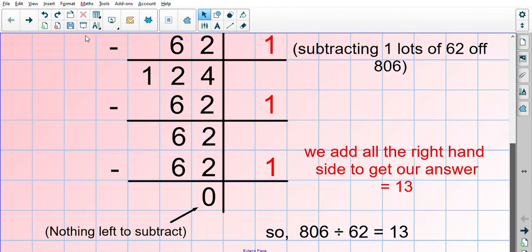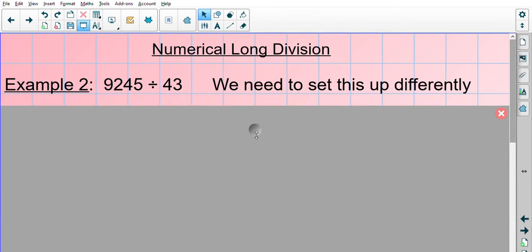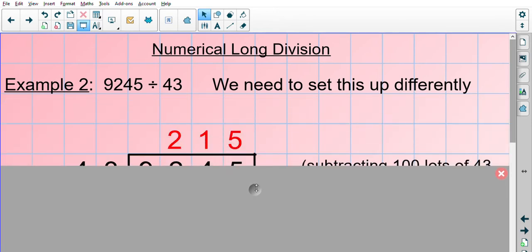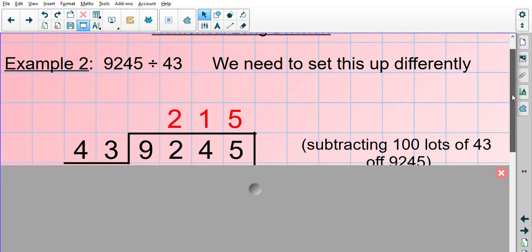Okay, we'll look at a second example to try and clarify this. So we're going to think of slightly bigger numbers now, okay, 9,245 divided by 43. Again, we're going to think about how many lots of 43 I can remove. Hopefully we're going to get a bit more practice at removing bigger chunks, because if I can remove bigger chunks, I get my answer quicker. So we're going to set this up again. If you check with a calculator, 9,245 divided by 43, you do get 215. So let's see how we get this.